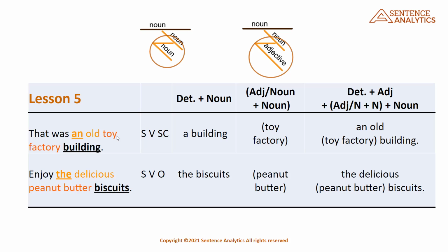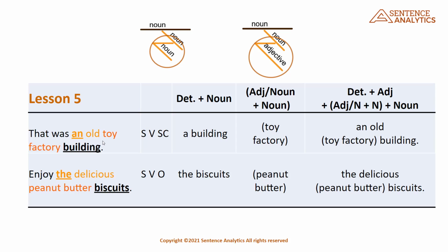Wait a minute. Toy building? That doesn't make sense. It isn't a toy building. The toy isn't describing what kind of building it is, so what is it doing? It's describing what kind of factory it is, and then factory describes what kind of building it is. Simple enough. So how do we show this relationship in diagramming?